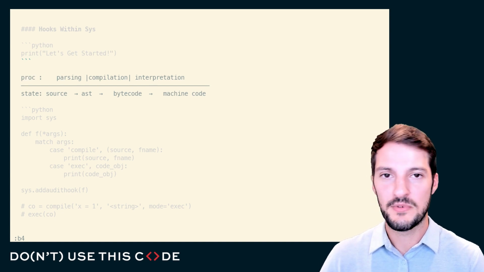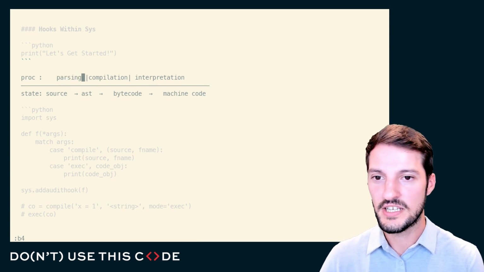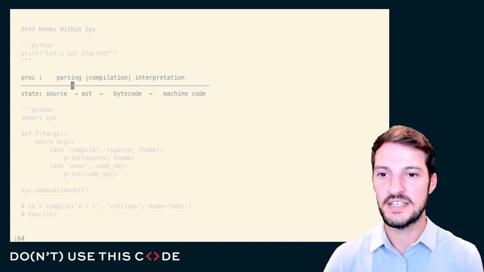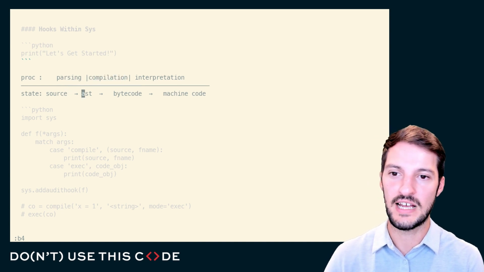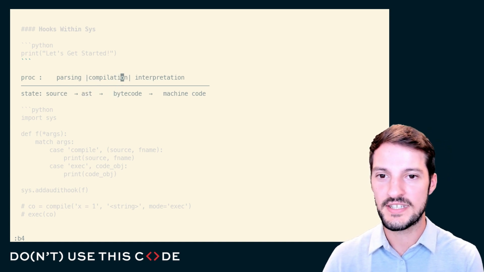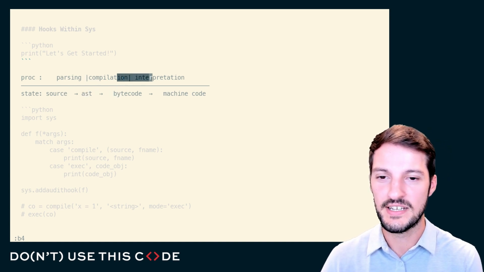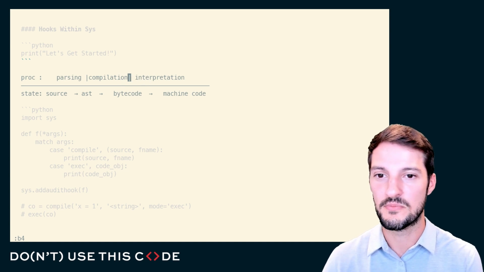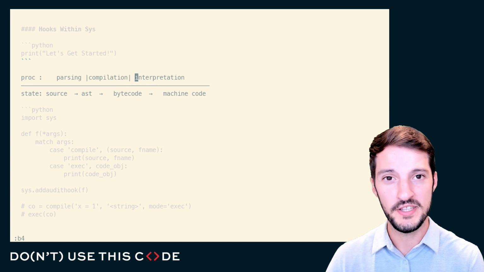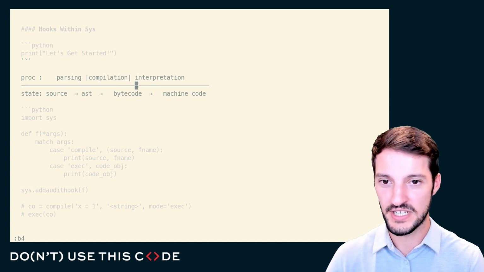We've discussed some of the areas pertaining to parsing and then compilation, which are the processes that take your source code into an abstract syntax tree and take your abstract syntax tree into bytecode. But is there anywhere else that I can possibly hook into Python? That I can do things dynamically at runtime, maybe even during this interpretation step.